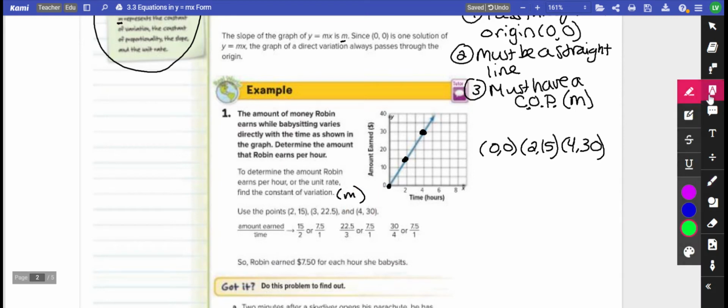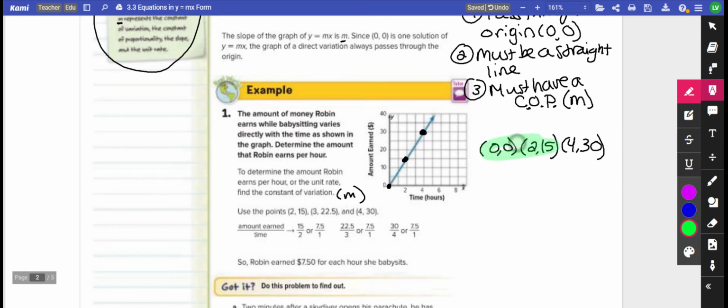Then the next time it hits is (4, 30), meaning if she works for 4 hours, she gets paid $30. So there are 3 ordered pairs. We have (0, 0), (2, 15), and (4, 30). Now, in order to find my constant of variation, the unit rate, which is my slope, I need to pick 2 of these ordered pairs.